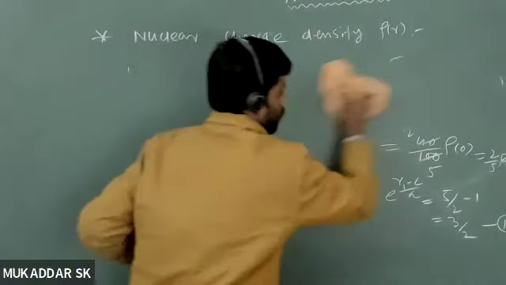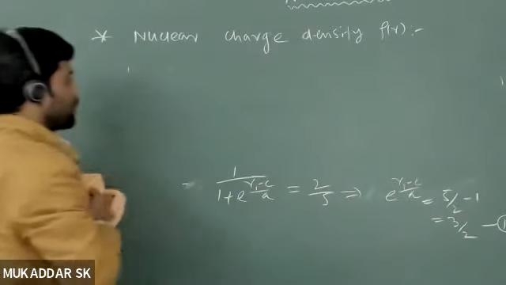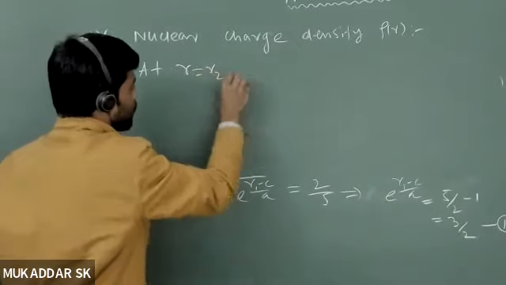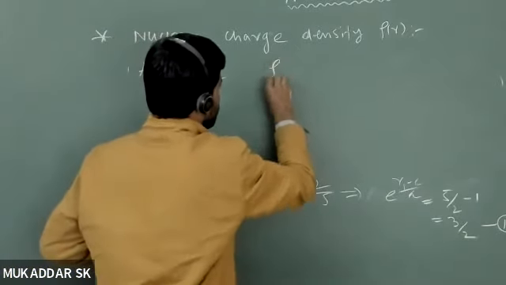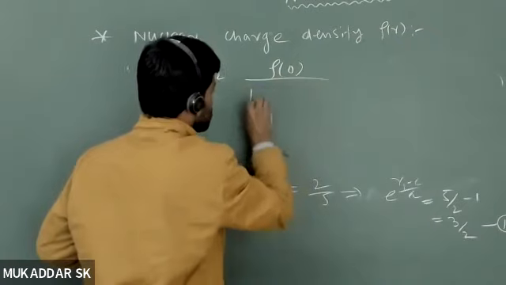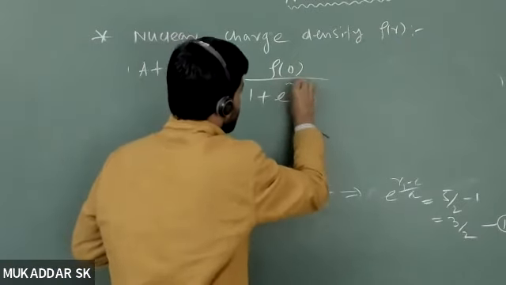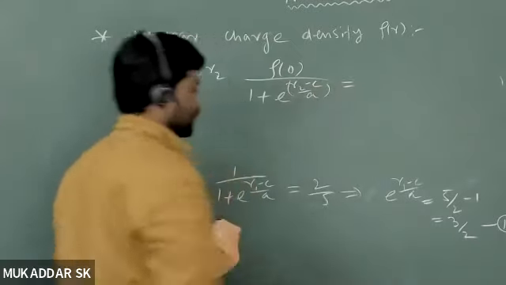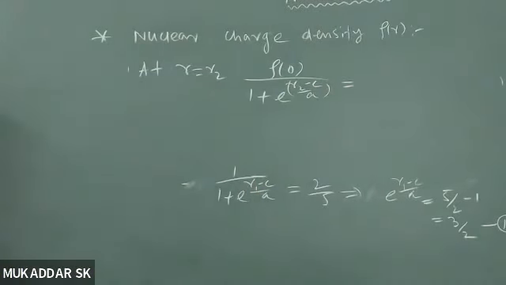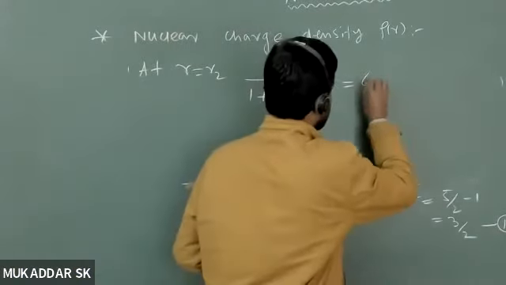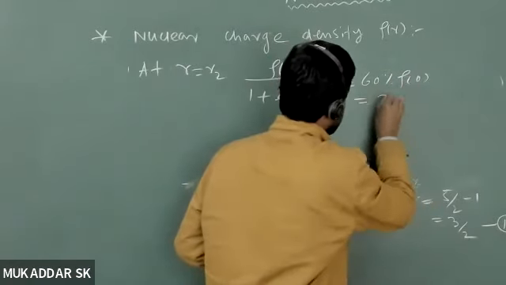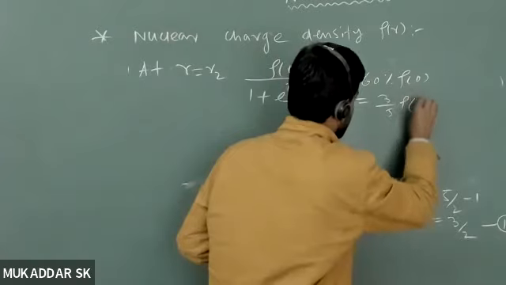Now what about at R2? Tell me. So at R equals R2, rho 0 divided by 1 plus exponential R2 minus C by A, how much should that be? How much is given? 3 by 5 rho naught. Exactly. 60% of rho naught. It means 3 by 5 rho naught.